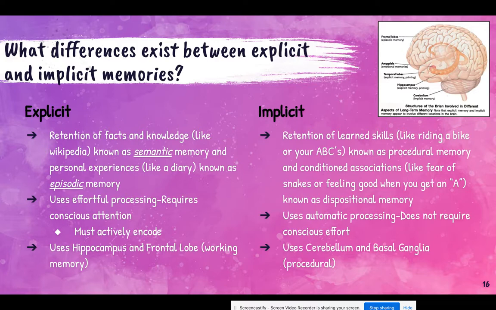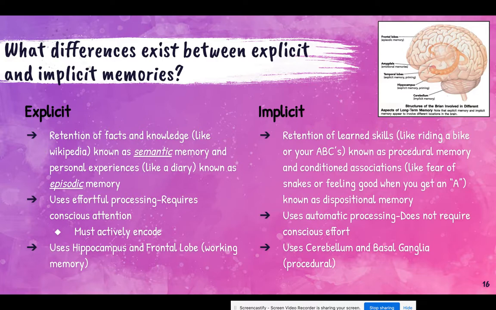Now, if we compare that to implicit memories, this would be retention of learned skills. So things that at one time may have been explicit. So you had to put effort into learning it, like your ABCs, but now those things are automatic. So those are known as procedural memories. And then also conditioned associations over time. For example, being scared of snakes or feeling good when you get an A. Those are conditioned associations. And those are known as dispositional memories.